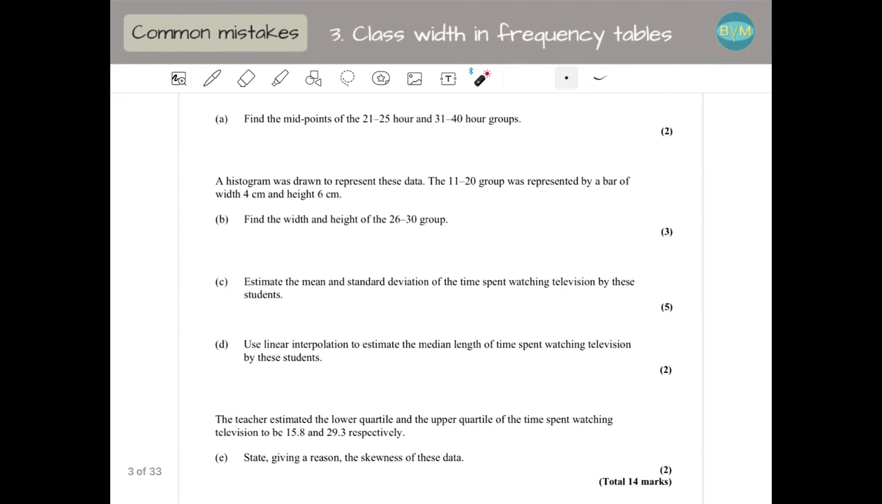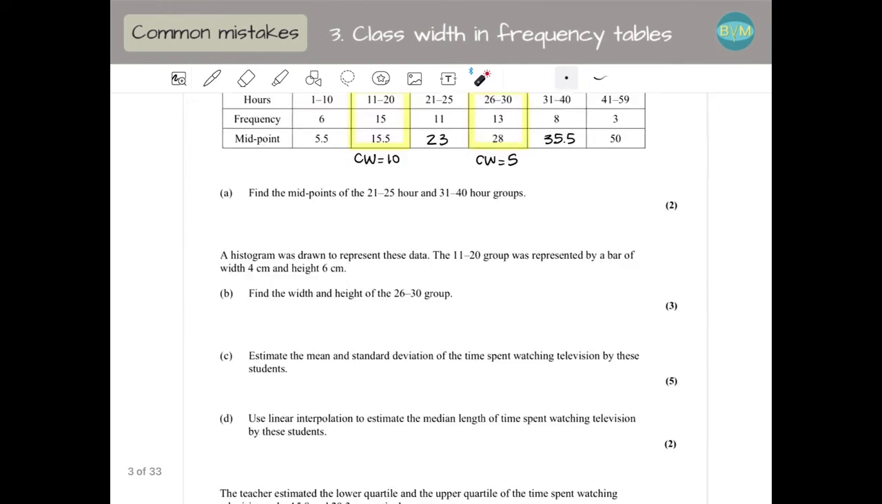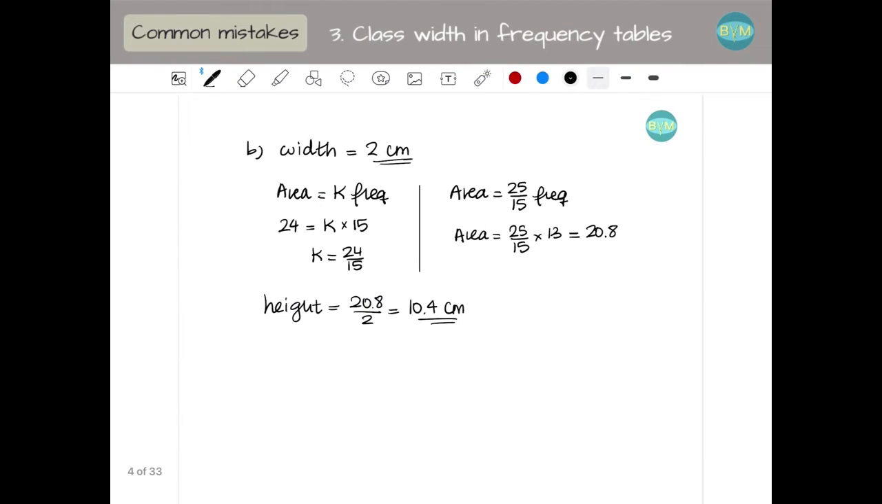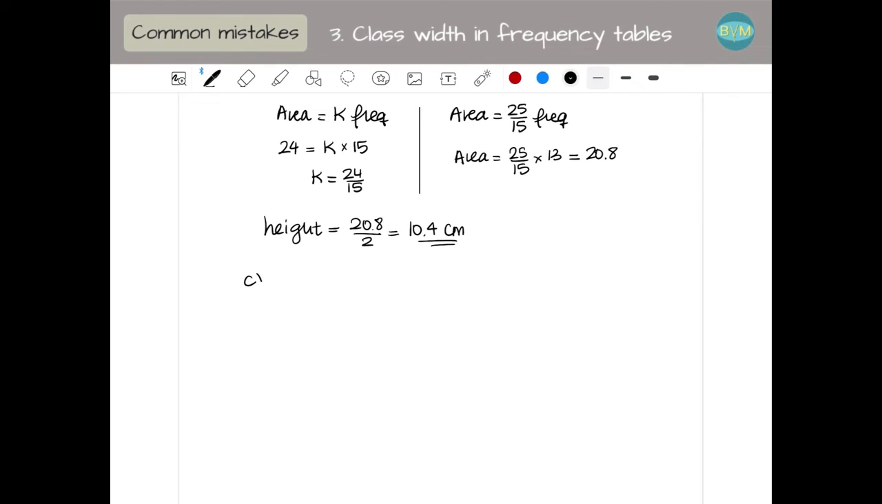Then estimate the mean and standard deviation of the time spent watching television of these students. It's a lot of marks, but it's actually quite easy or quite simple. It's just a calculation. It's just a calculator thing.